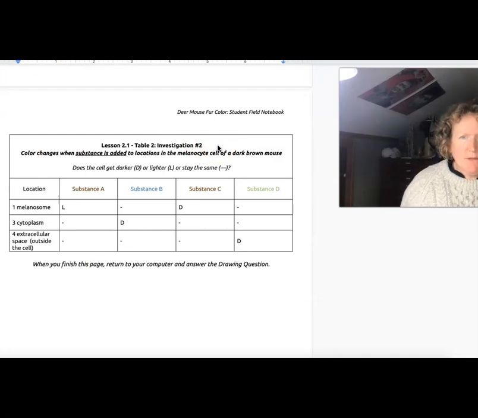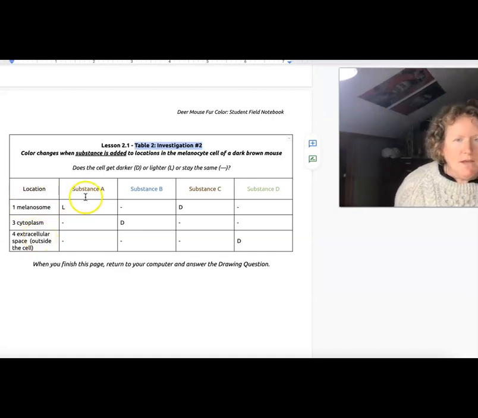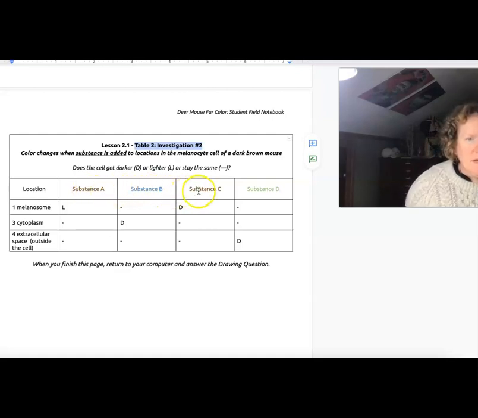So the next table that you'll need is table 2 for investigation 2. This time we're going to add substances to the cell and see what happens at these various locations. Let's remember that 1 is the melanosome, where pigment is produced. The cytoplasm is number 3, and 4 is the extracellular space. That's the space outside the cell. So we add these various substances, A, B, C, and D, and we see if the cell gets lighter, which is L, darker, which is D, and these slashes are just for neutral.